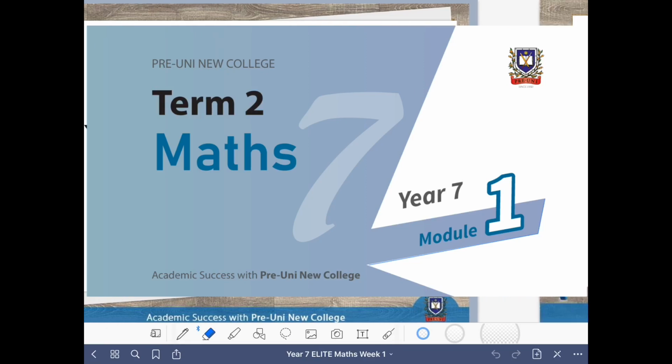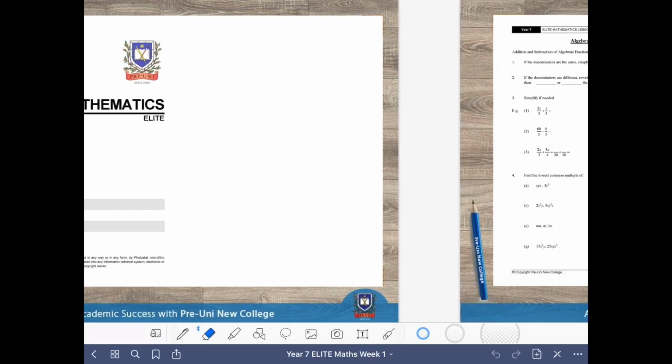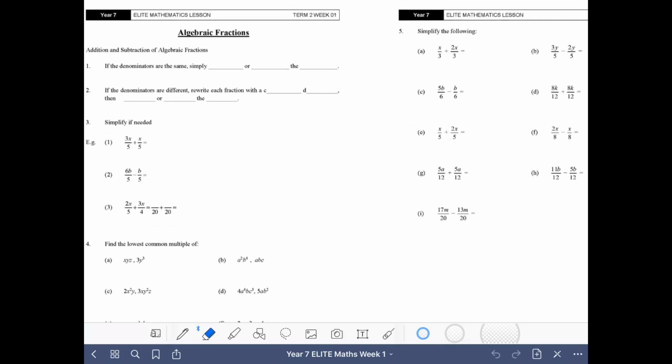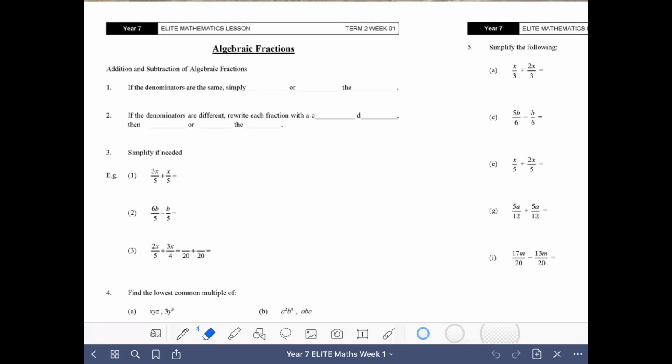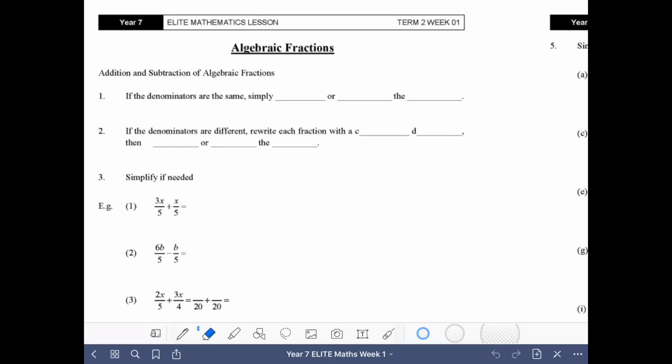Term 2, Module 1. Students, let's have our lesson booklets ready to go, and on page 1 you can see we are beginning with algebraic fractions, addition and subtraction of algebraic fractions. Let's fill in the missing words.